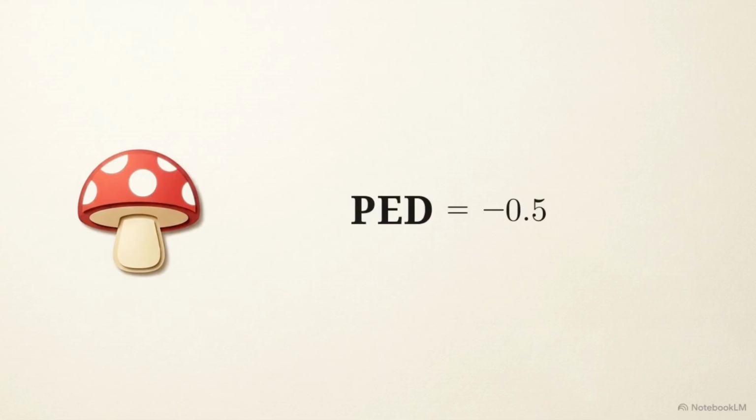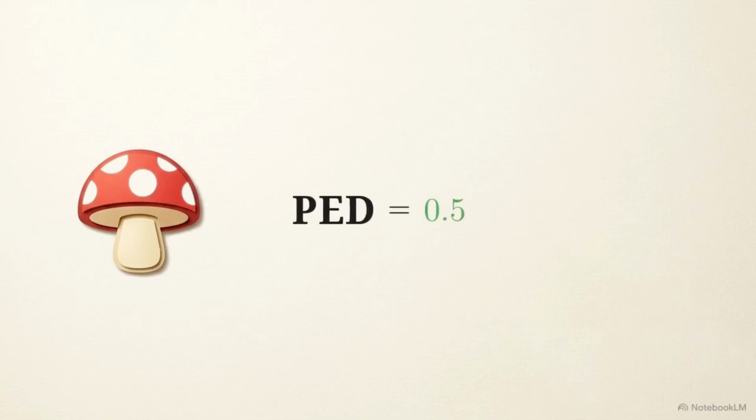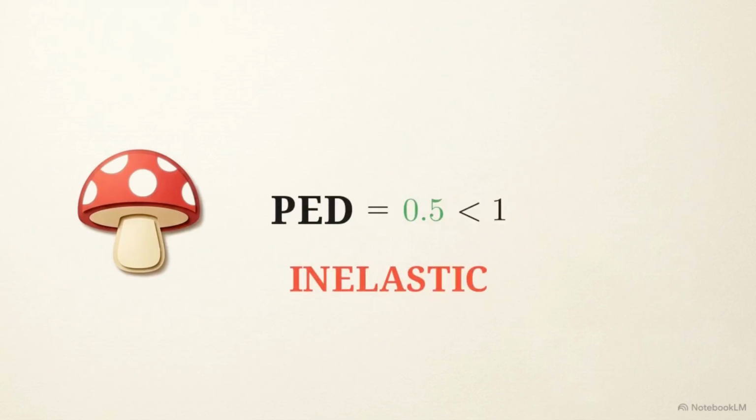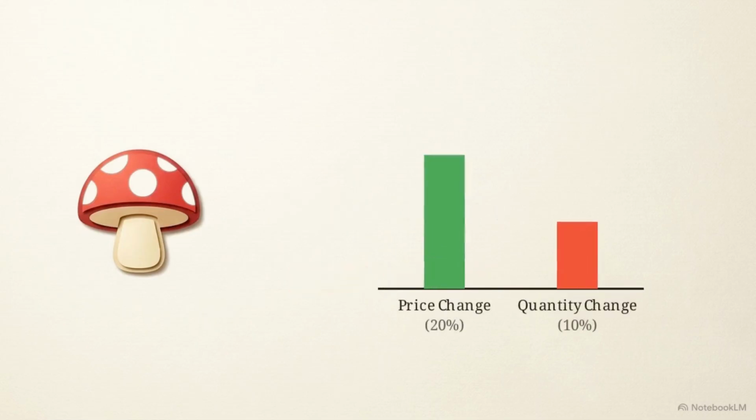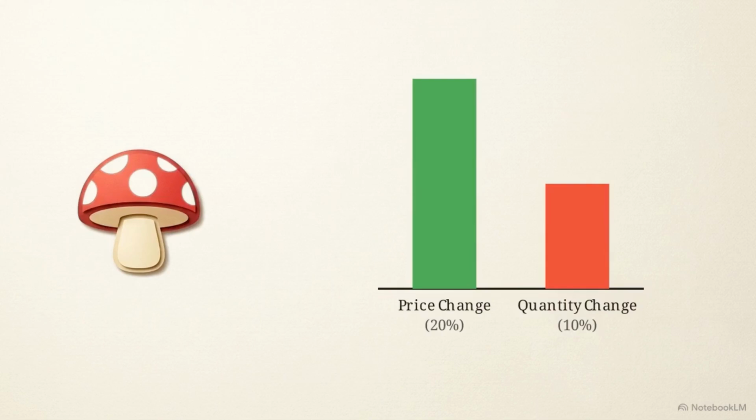Because price and quantity generally move in opposite directions, this calculation almost always yields a negative number. To avoid confusion, economists drop the minus sign and simply use the absolute value. So our working number is just 0.5. Anytime the PED value is less than 1, we classify that good as inelastic. This means the quantity demanded is relatively unresponsive to the change in price.